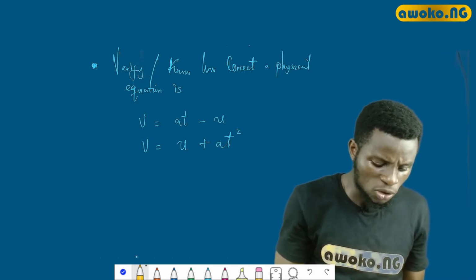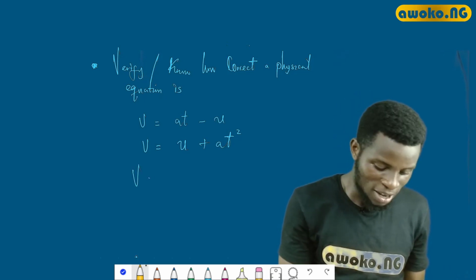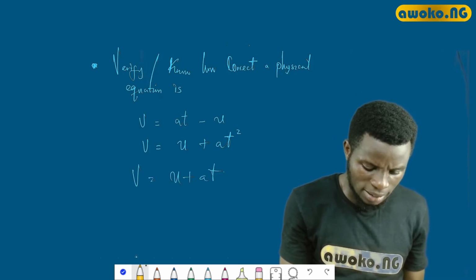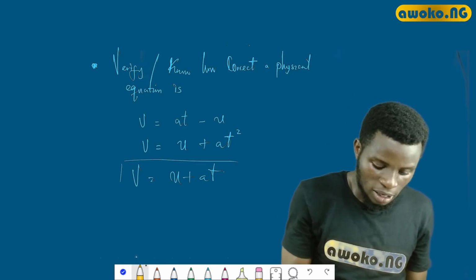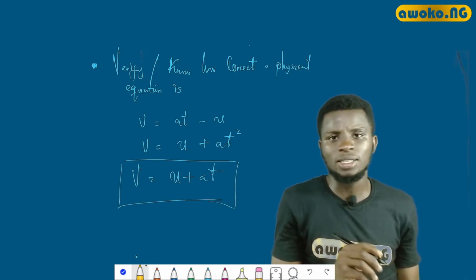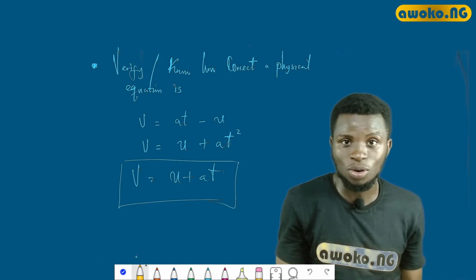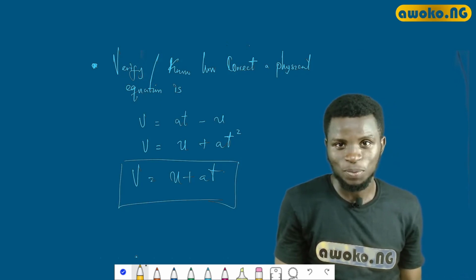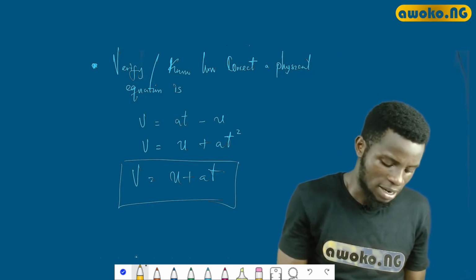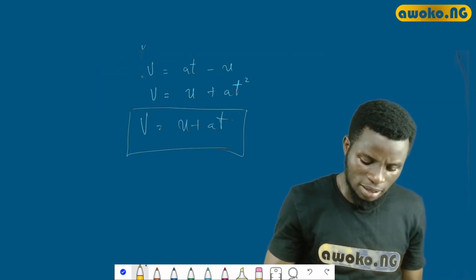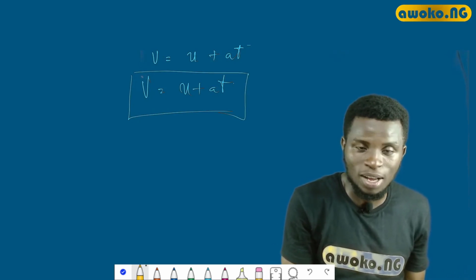Okay, let's say you eventually decide to check if this equation V equals U plus AT is correct or not. Now it is dimensional analysis that you use to check if this equation is correct or not. Is that okay? So that's the first application of dimensional analysis. Now let's check how we can use dimensional analysis to check the correctness of this particular equation.